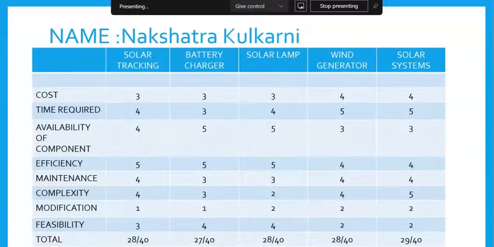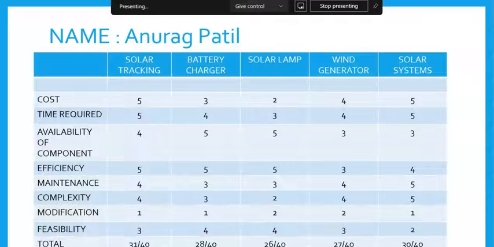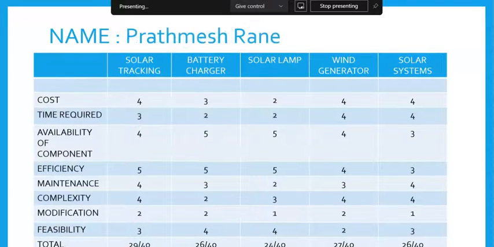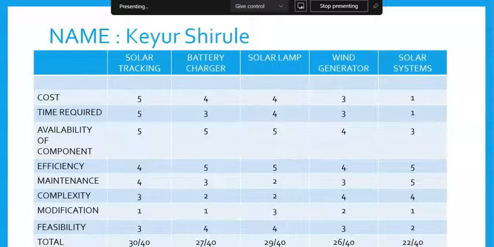Nakshatra Gurgani, that is me, I gave highest marks to the solar systems and lowest to the battery charger circuits. Anurag gave highest to the solar tracking system and lowest to the solar lamp. Prathmesh gave highest ranking to the solar tracking system and lowest to the solar lamp. Keyur Shirule gave the highest to the solar tracking system and lowest to the solar systems.